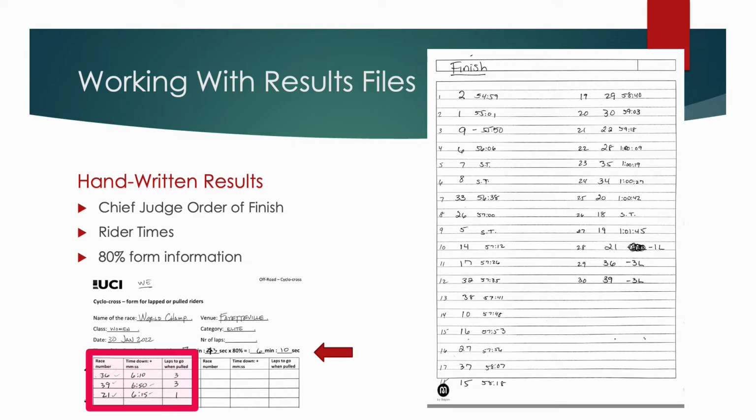Note that in cyclocross, the number of laps remaining to be completed by the rider are listed in the results, not the number of laps down as in criterium scoring. So the final order of finish for the riders pulled at 80% starts from the bottom of the 80% sheet with number 21 at -1 lap, then the riders at 3 laps in order of who was fastest, number 36 at -3 laps, and then number 39 at -3 laps.